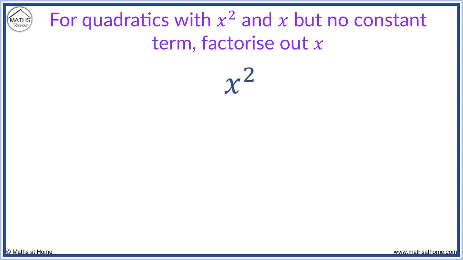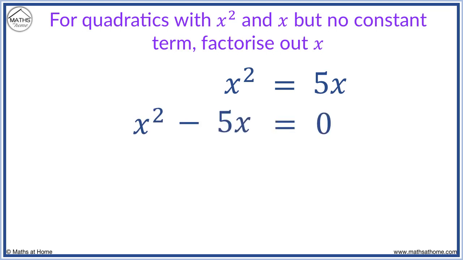Here, x squared equals 5x. We first need our x terms together. We subtract 5x from both sides. x squared minus 5x equals 0. Now we factorise x out.